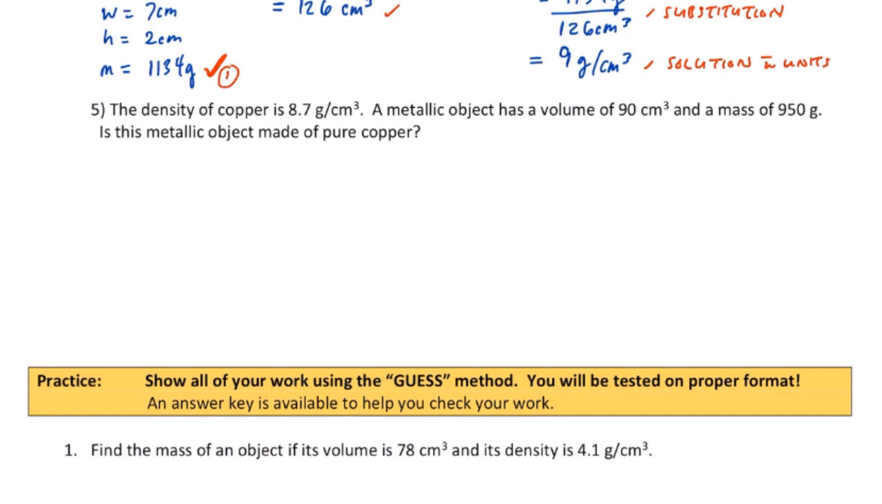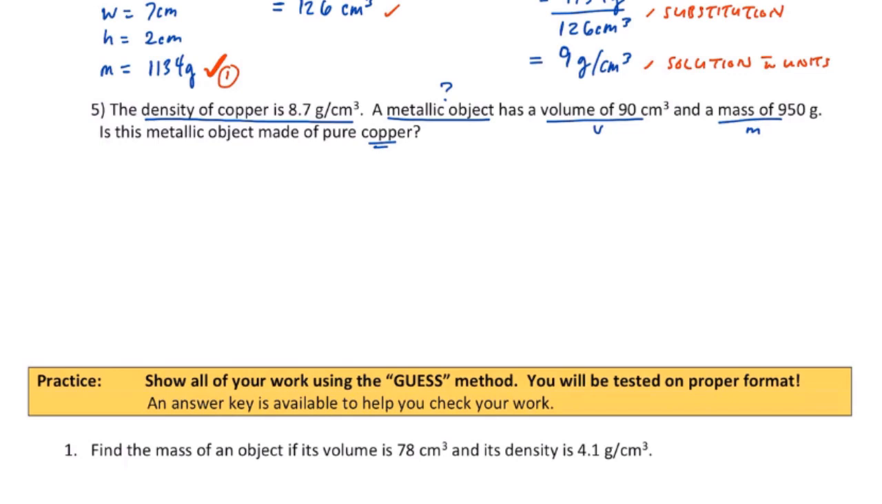And the density of copper is 8.7 grams per centimeter cubed. So that's an important piece of information. But it starts talking about this metallic object. So this is some unknown object that we don't know if it's copper or not. It's just a metal object. We know its volume and we know its mass, but we're being asked, is it made of copper?